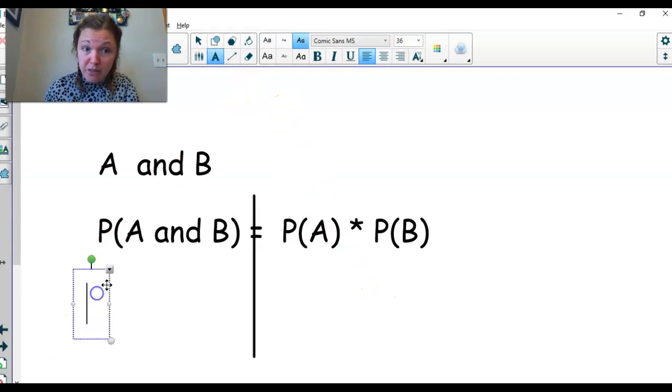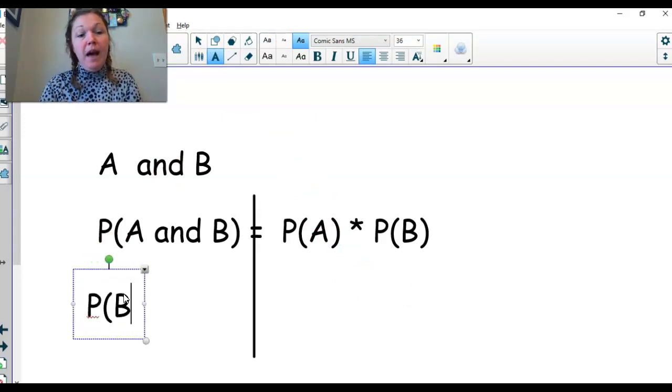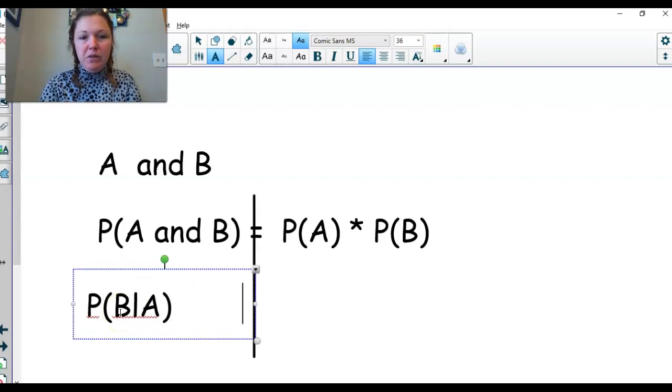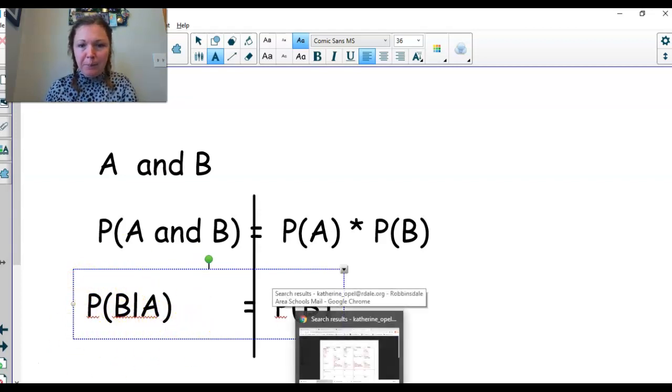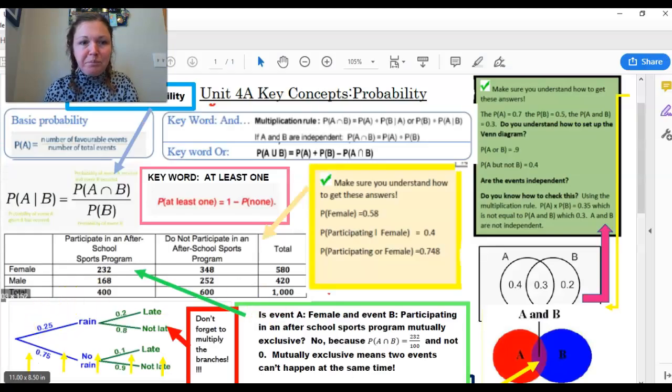Now, there is another way to do that as well. You can also say the probability of B given A has to be equal to the probability of B. So that leads us to this conditional probability. I want to talk about that with you real quick. Let me go back, and that's right here, conditional probability.